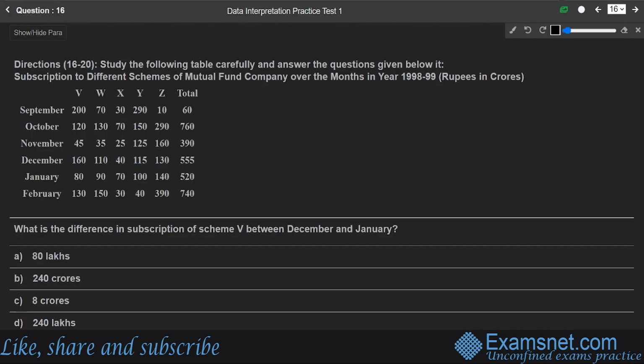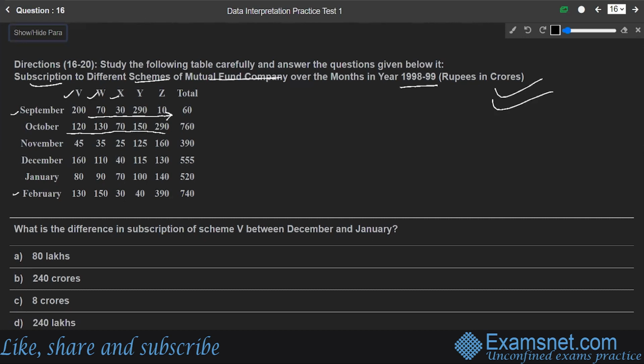Okay, so the question says there's a data given. We have to read the data first. He's saying subscription to different schemes of a mutual fund company over the months in the year 98, 99. All the values are in rupees in crores. Let us see what is given for the months starting from September to February. Which subscriptions of different schemes have been done? So scheme V, scheme W, X, Y, Z, and so on. And the totals also have been done for us.